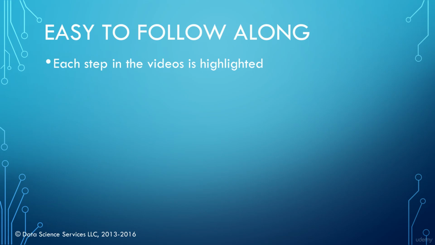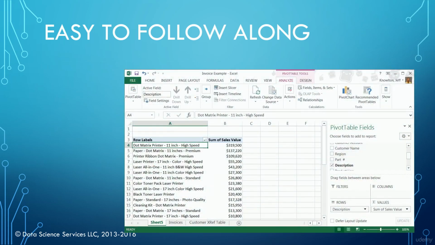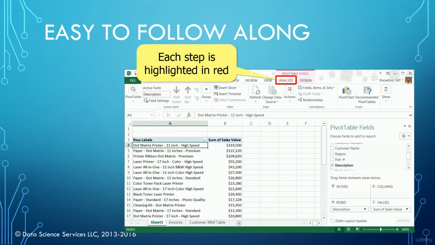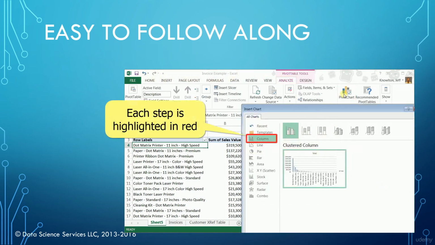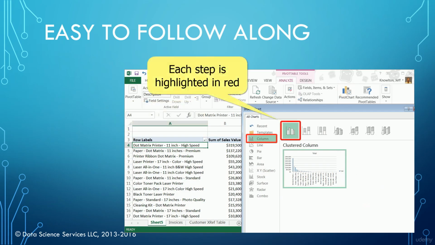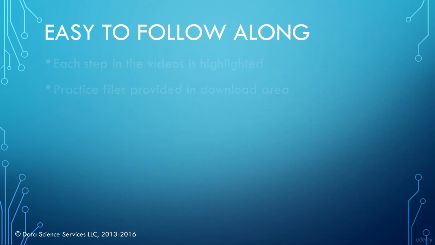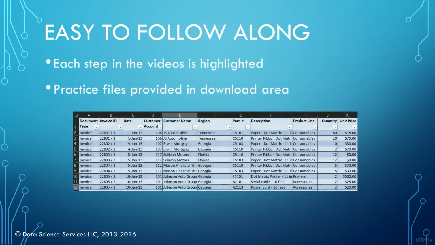Here's a snippet of the video on pivot tables and charts. Let's convert the data in the pivot table to a chart. From the Analyze menu tab, click on the icon Pivot Chart, and we'll choose the simple clustered column chart. Click on OK.